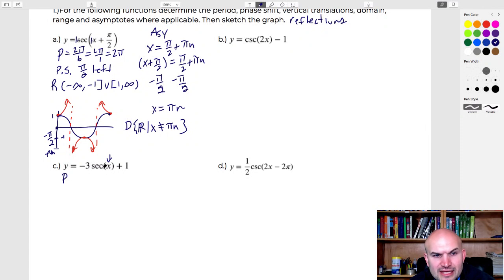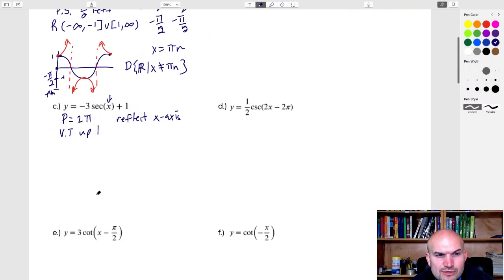The period has a b of 1, so that's just going to be 2 pi. We do not have a phase shift. We do have a vertical translation, which is up 1. And we have a reflection about the x-axis. I'll just write that: reflect about the x-axis.